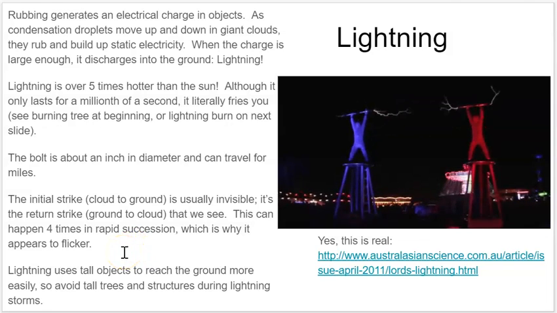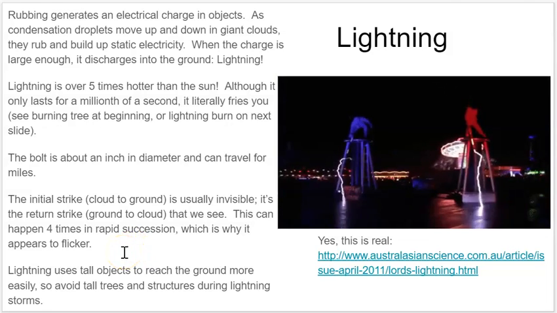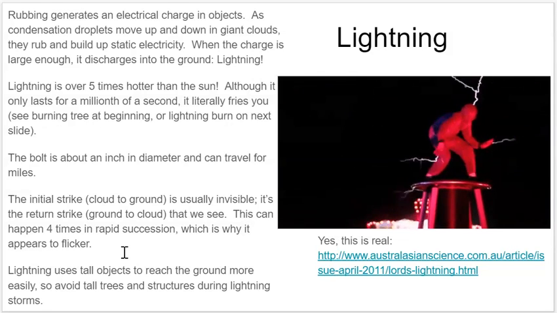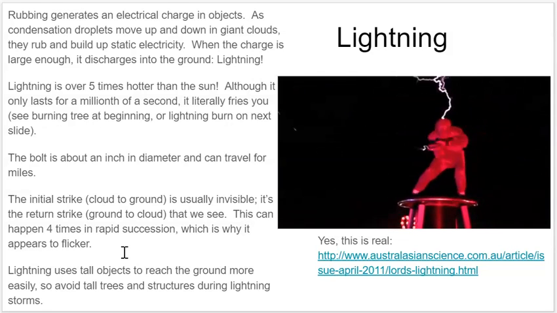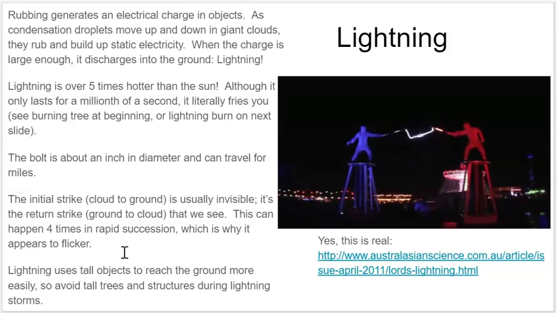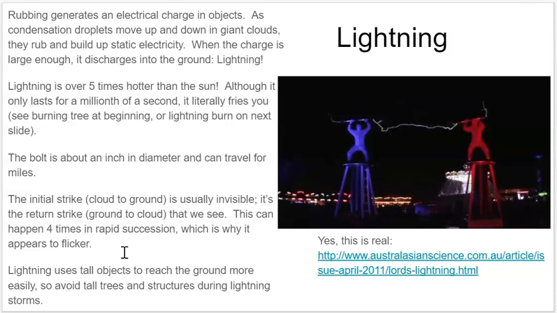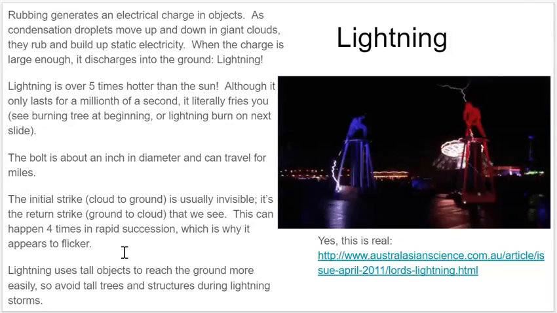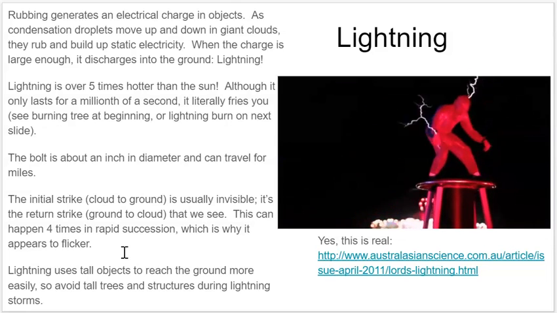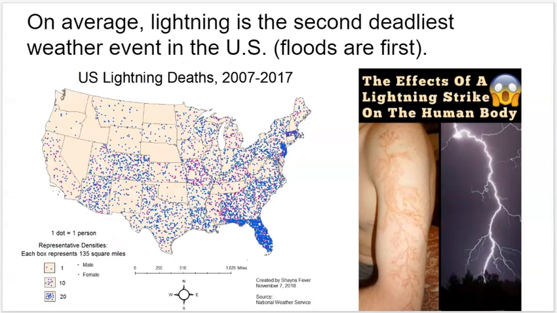Lightning does use tall objects to reach the ground more easily, which is why during a lightning storm you need to avoid tall structures, tall trees, tall buildings. You want to go somewhere that's low-lying, preferably in a house or a car, because lightning will strike the house and go around you. And things like houses are made to be hit by lightning. That's why all the tall buildings have lightning rods on them, so that they do get hit by lightning instead of you.